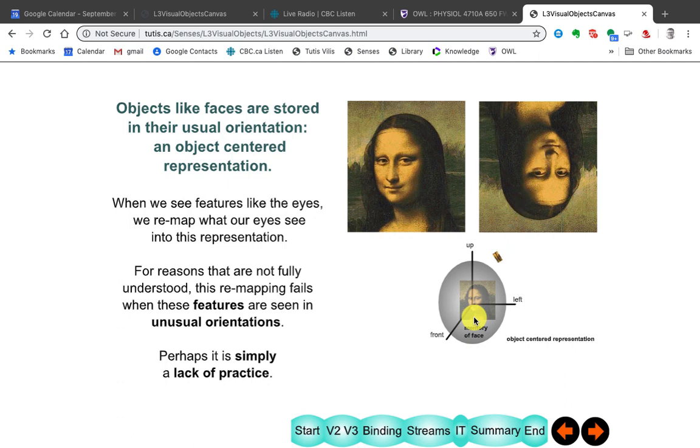So it has unusual orientations, and that's what befuddles you. With practice, I'm sure everyone can learn to detect whether that upside down face is the normal Mona Lisa or not.